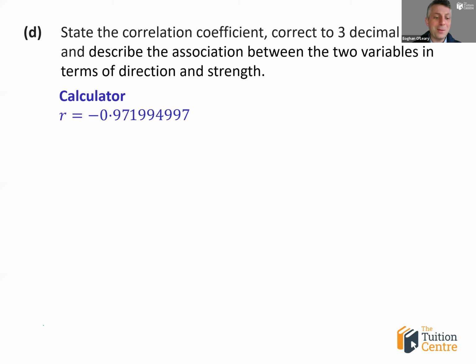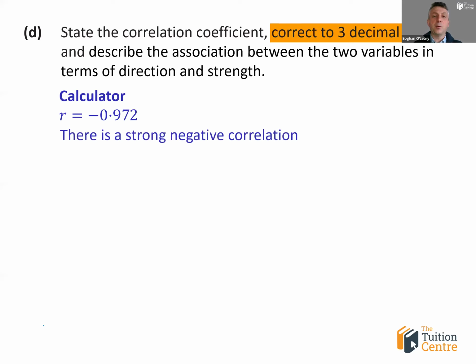Now, you've got to be able to calculate your correlation coefficient, so important. I have videos on the website about how to do it, but the correlation coefficient R is equal to minus 0.972, correct to 3 decimal places. Now, again, because there are 5 different calculator types, there are 5 different sets of inputs required. So you've got to make sure you know the one for your calculator.